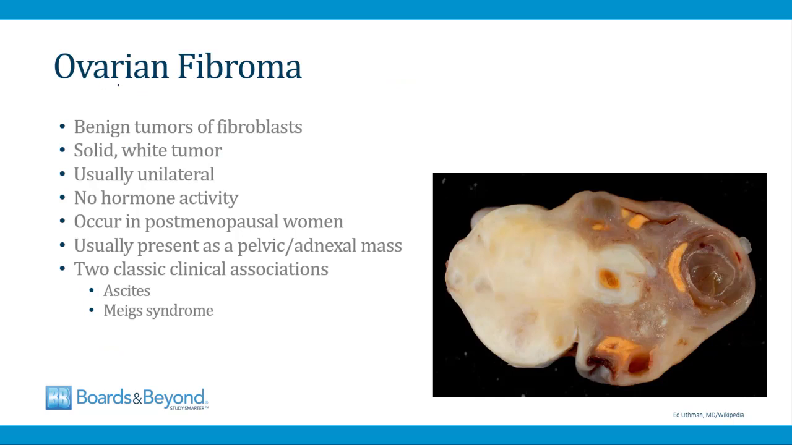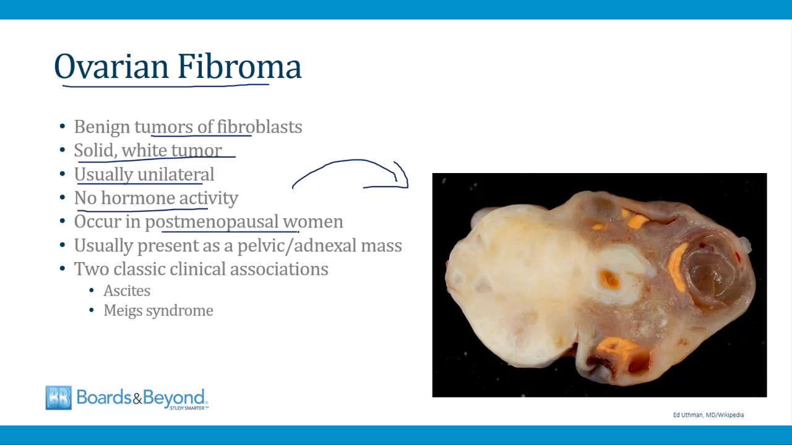Another type of ovarian tumor is an ovarian fibroma. This is a benign tumor of fibroblasts. It's a solid white tumor like what's shown in the picture here that grows in the ovary. Usually these are unilateral and they have no hormone activity. They commonly occur in postmenopausal women, and they will present as a pelvic or adnexal mass.